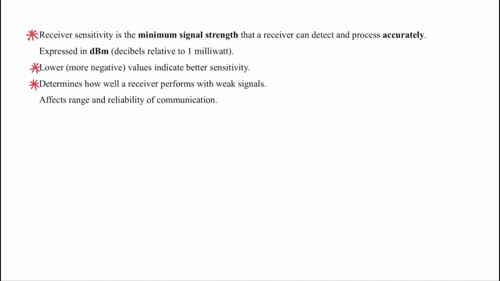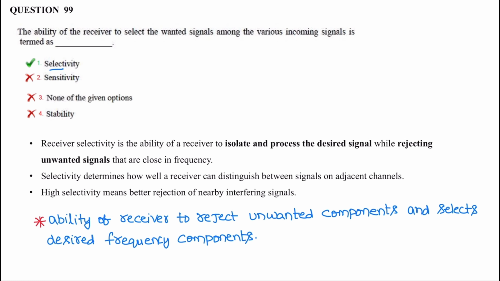Similarly, the definition for receiver sensitivity is minimum signal strength that the receiver is able to detect and process accurately is sensitivity. Lower sensitivity value, more negative value indicates better sensitivity, and this sensitivity determines how well receiver performs with weak signals. Sensitivity affects range and reliability of the communications. So for the question, the correct answer is selectivity.